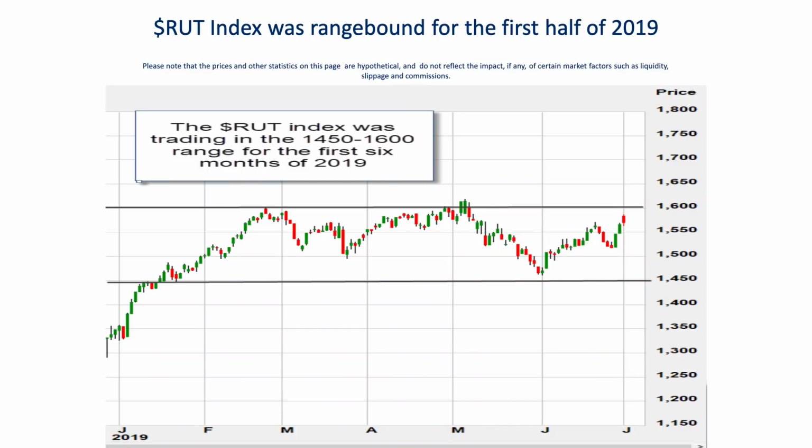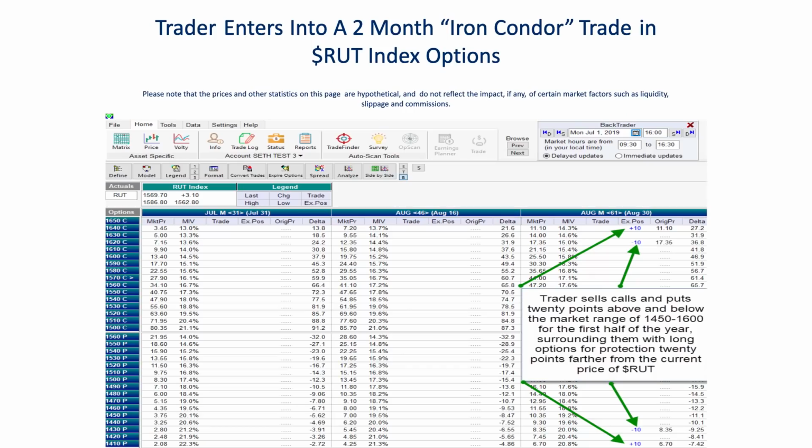So let's say that the trader decides to enter this position. He picks a price 20 points above the high end of the range and sells 10 calls at that point, then heads down on the put side and sells 10 puts 20 points below the range. Then for protection, he surrounds those with 10 long calls 20 points above the 10 short calls, and the opposite on the put side, where he buys 10 puts 20 points below the short puts for protection on the downside.